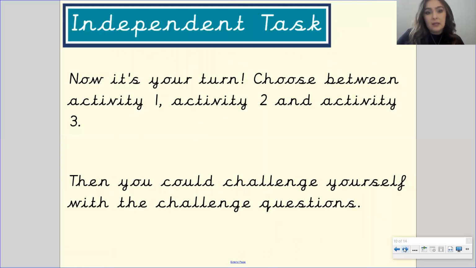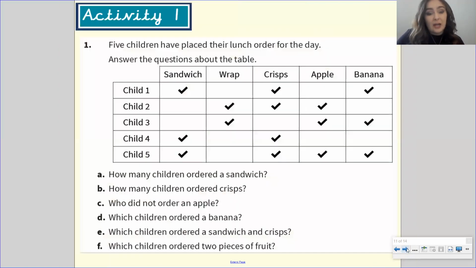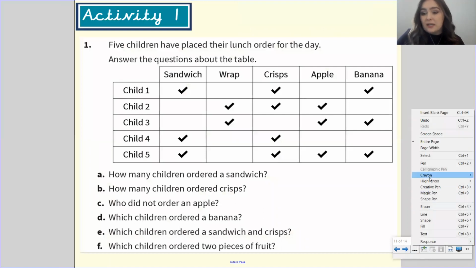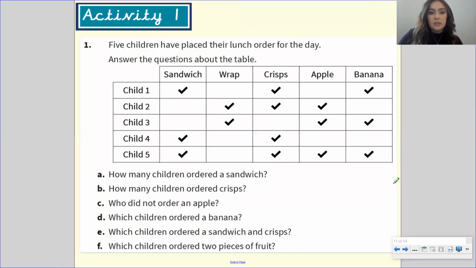Okay, so now it's your independent task. You can choose between activity 1, activity 2, and activity 3. And then you could further challenge yourself with the challenge questions. So here is activity number 1.